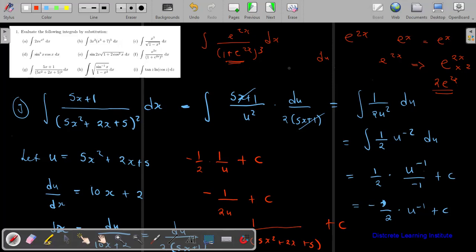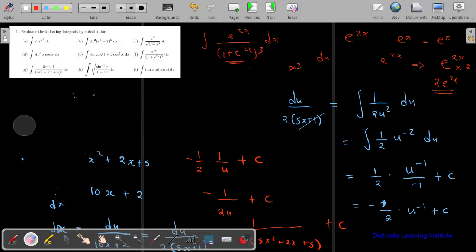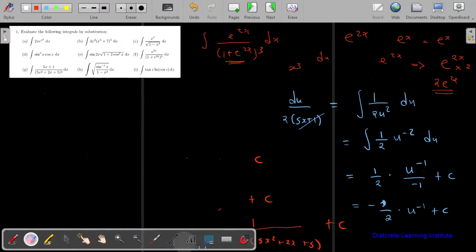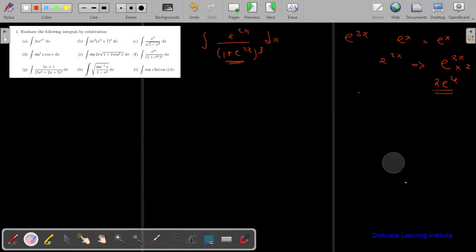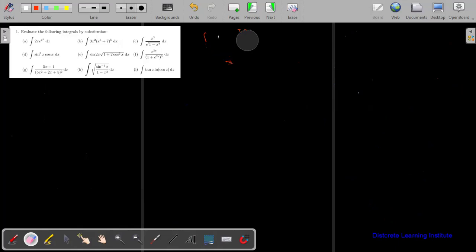Part C, you have x to the power 3 over the root of 1 minus x to the power 4. You can even see from there that you let u be that expression in the brackets under the denominator. And then you find du dx, which will give you some sort of x to the power 3, which is going to cancel that numerator there when you make dx the subject of the formula.